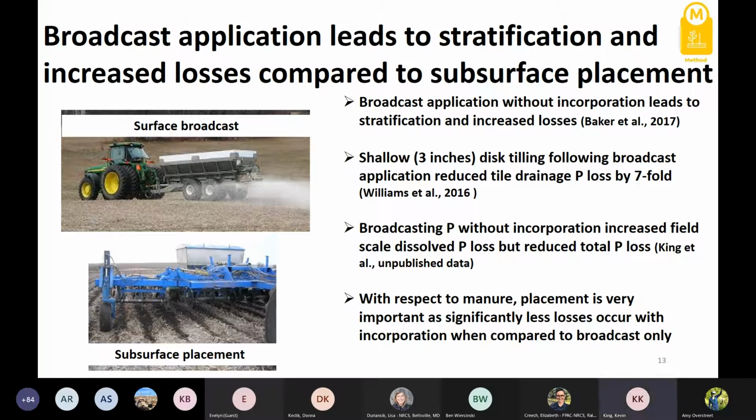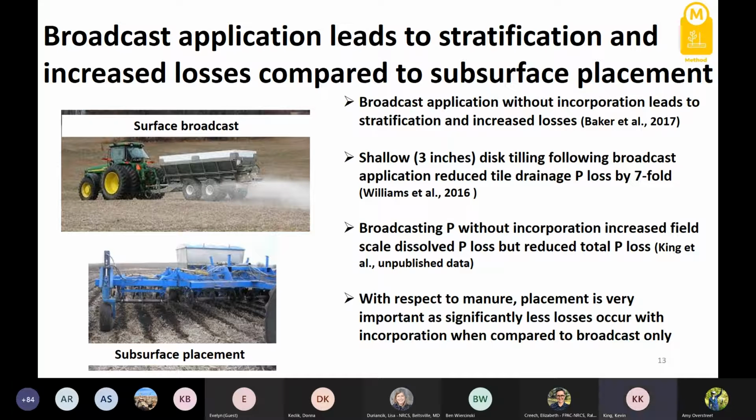In contrast, total phosphorus, that is the phosphorus that is associated with the sediment, in the tile drainage decreased with the broadcasting and was a result of less soil disturbance, which brings up the question of trade-offs and unintended consequences and understanding flow pathways and water management. However, that is a totally different topic which should be explored during another webinar.